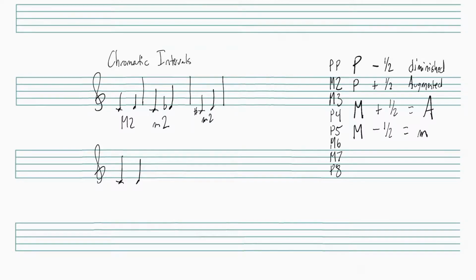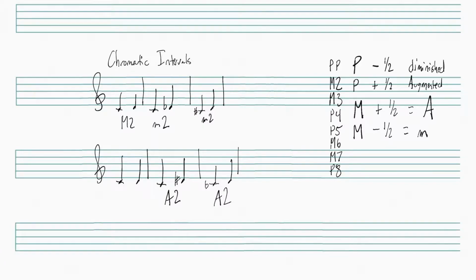We can also augment a second. So C to D sharp would be an augmented second. And you could also do C flat to D to create the augmented second.